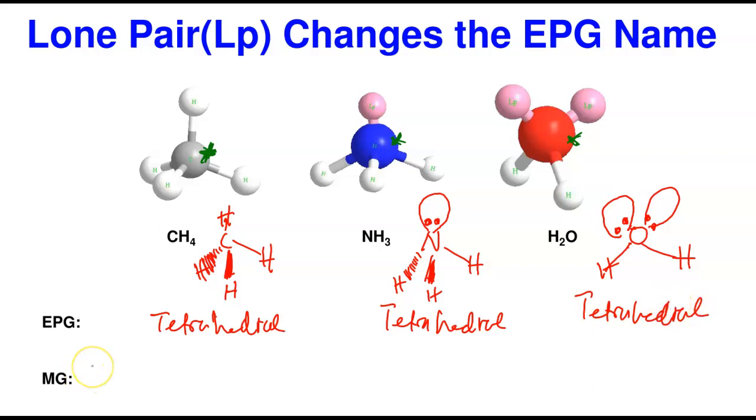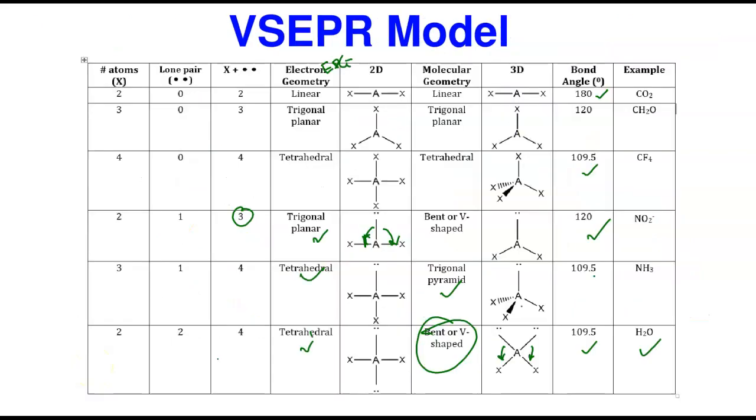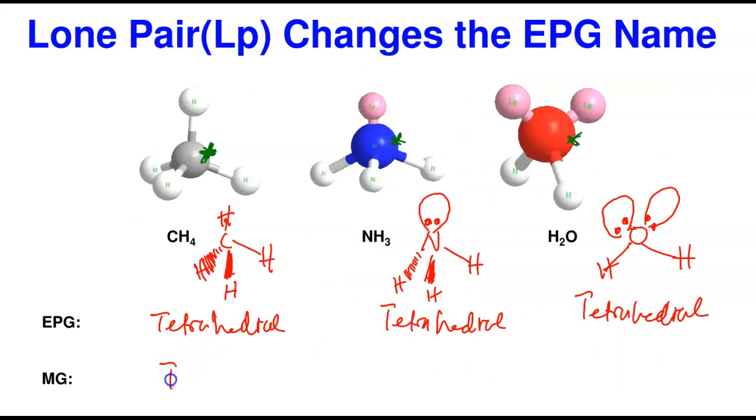But because this one has no lone pair, let's go back. When there are 4 attachments and there is no lone pair, the electron geometry is the same thing as the molecular geometry, the 3D. So it's going to be the same, tetrahedral. This is going to remain a tetrahedral shape.